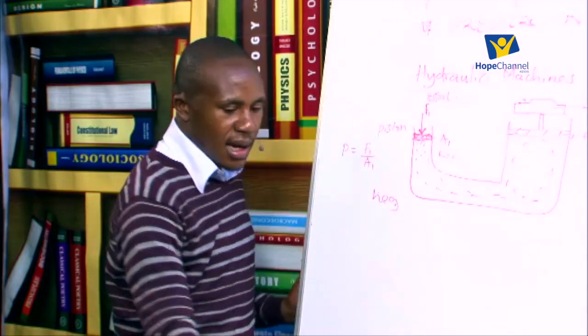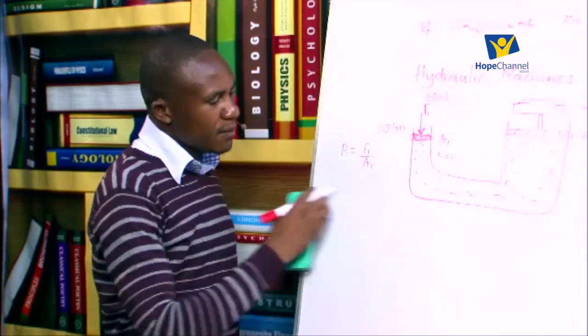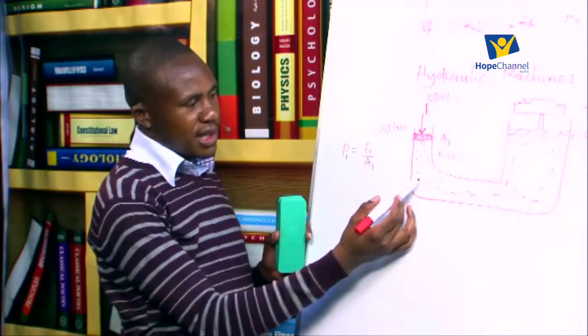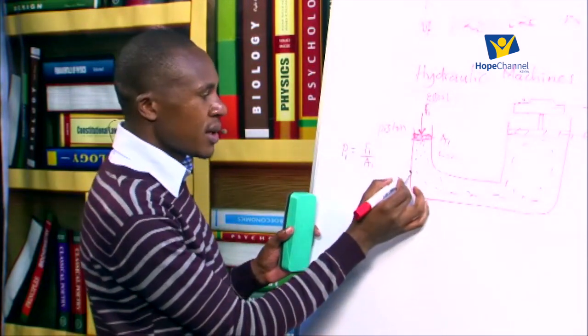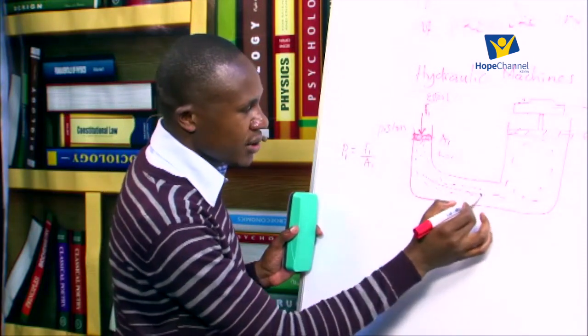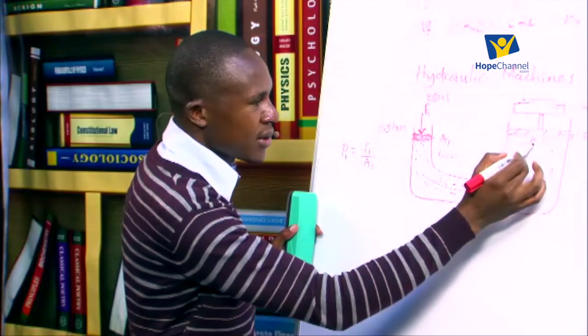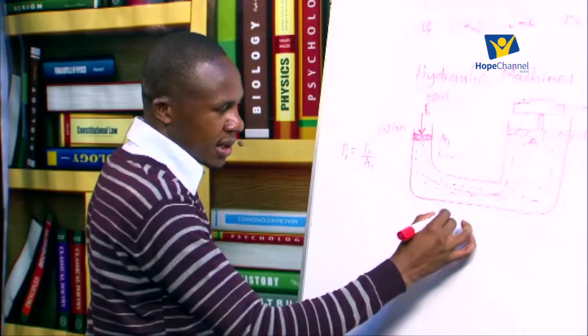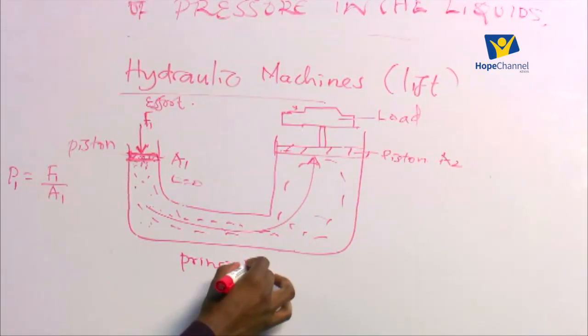Now this pressure, again, if I may put a subscript there, it will be pressure 1, will be transmitted equally. So there will be a transmission from this part here, and the pressure is going to go, the same value, to the second piston on the other side. And that is what we have already called the principle of transmission of pressure.